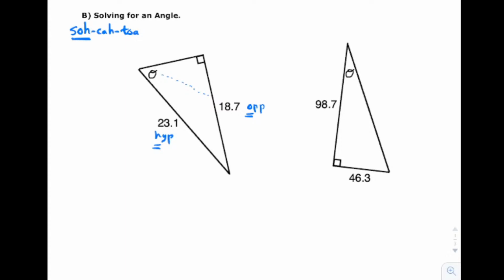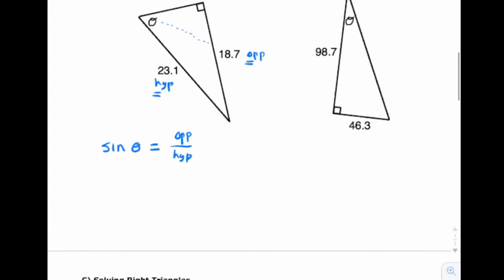And then I'm just going to take the SOH and say this is the formula. Sine of theta is opposite over hypotenuse. So to put the stuff that we know in, we plug stuff into the equation, right? This time we don't know what theta is, so we just have to leave it as a theta. We do know the opposite is 18.7. We do know the hypotenuse is 23.1.